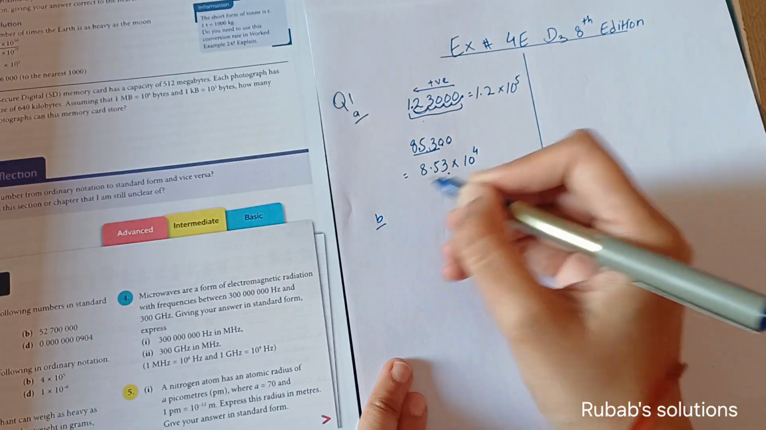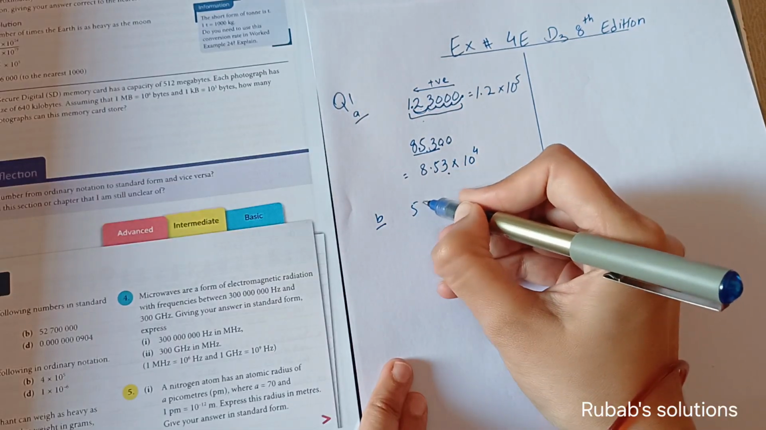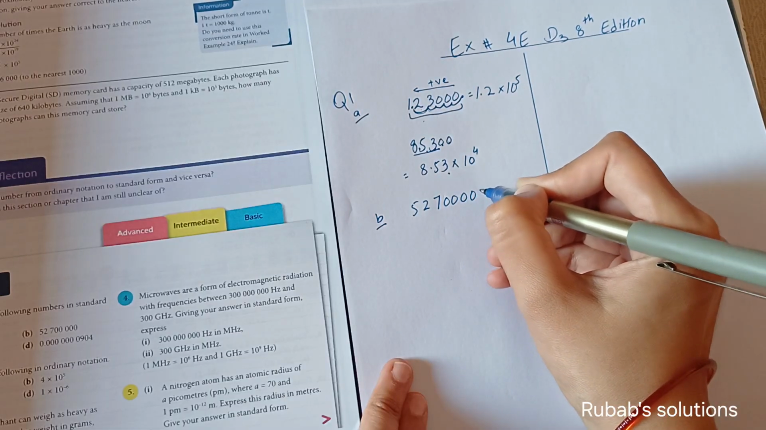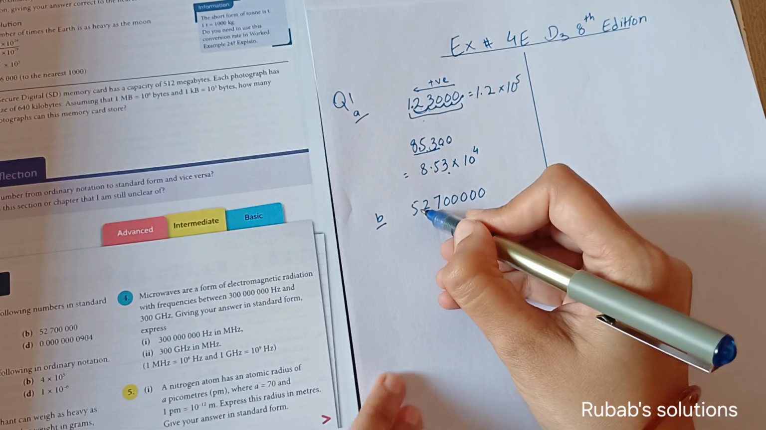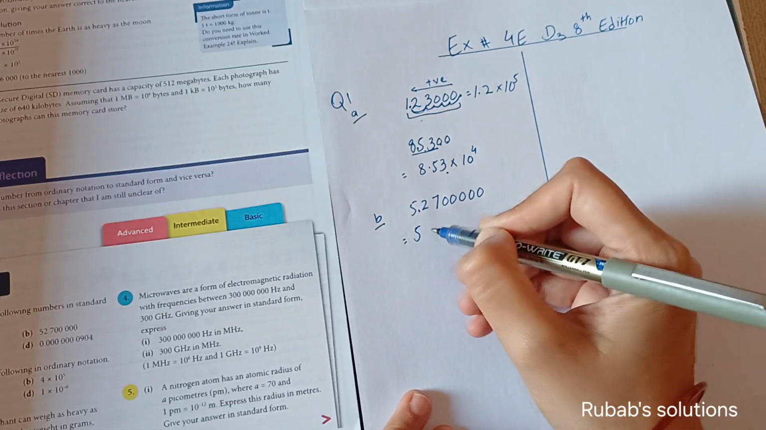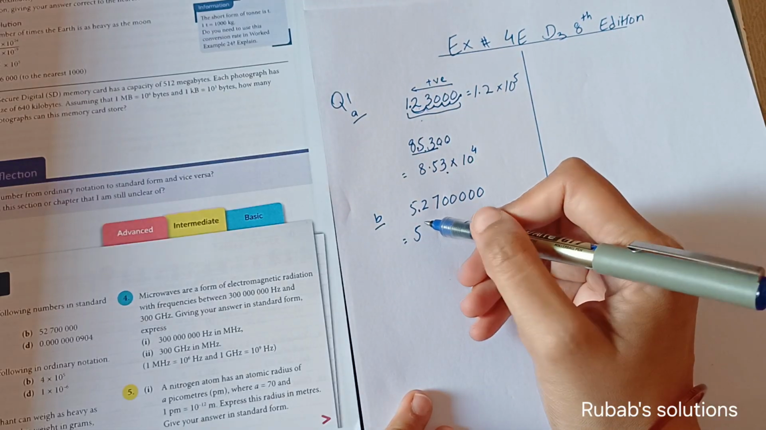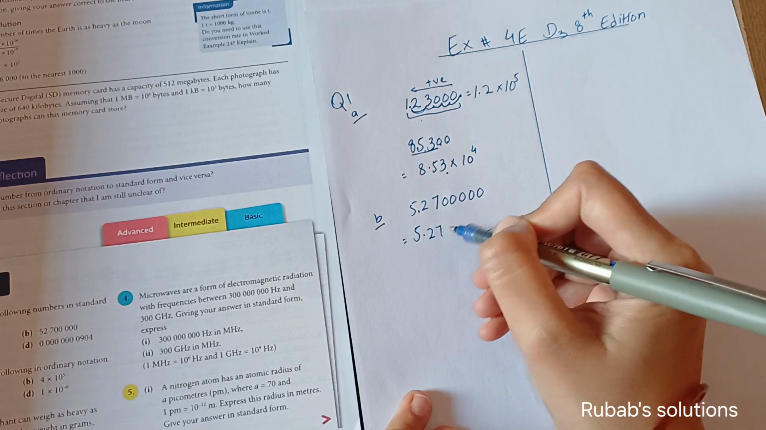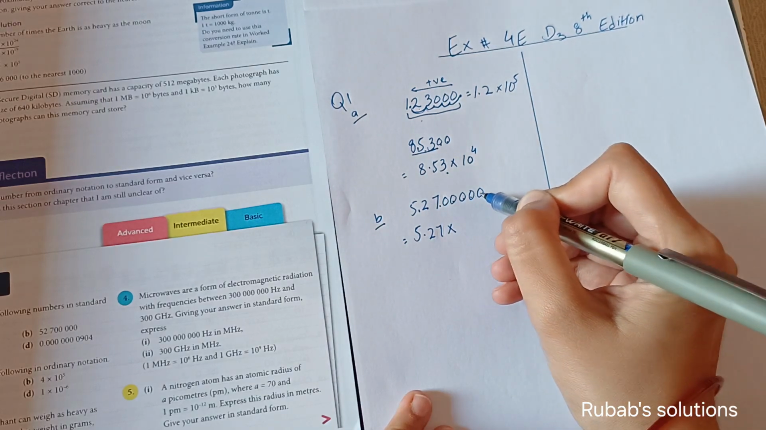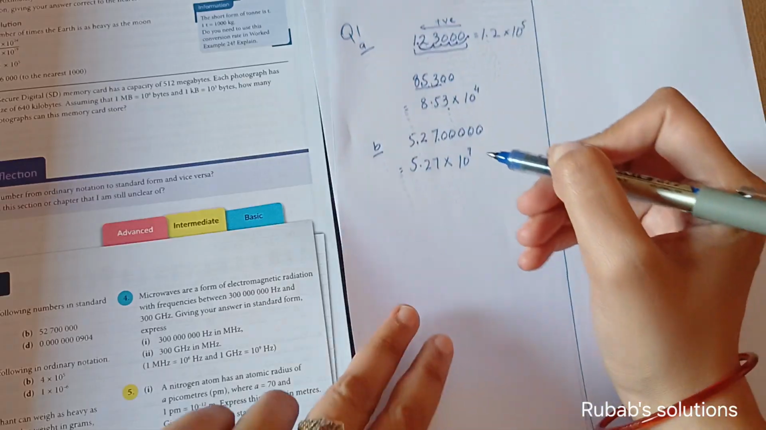Part B is 5 2 7 1 2 3 4 5. So after the first number I have to put the point. Remember that it is the first non-zero number. 5.27 multiplied by 10 power 1 2 3 4 5 6 7, 10 power 7.